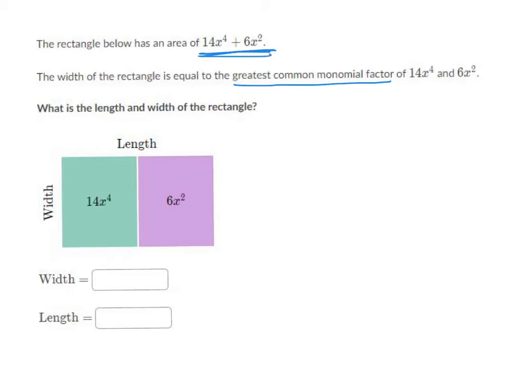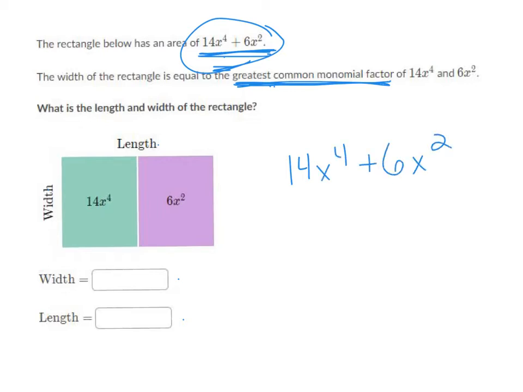If this is our area, that means they multiply the width times the length to get it. And the greatest monomial factor is the width. So all they're asking us to do is find the greatest common factor. Greatest common factor of this is going to be the width, and then what's left over is going to be the length, because they multiplied them together to get the area. So let's look at 14x to the 4th plus 6x squared. If we do 14 and 6, their greatest numerical factor is going to be a 2.